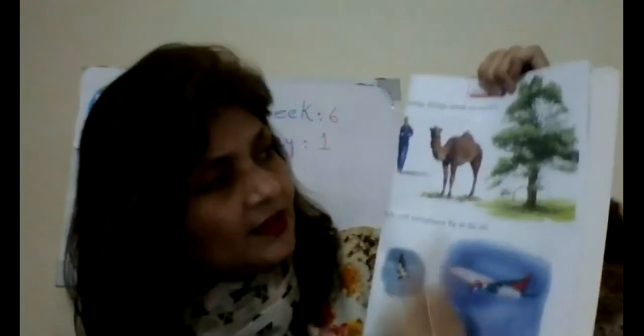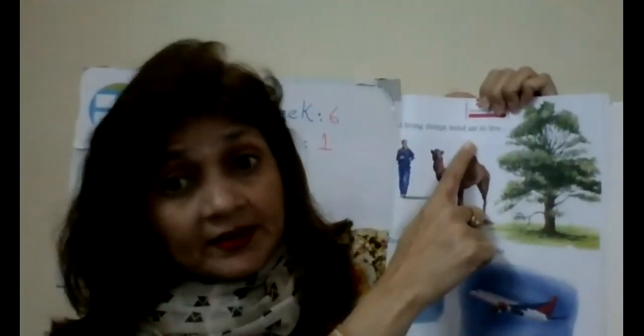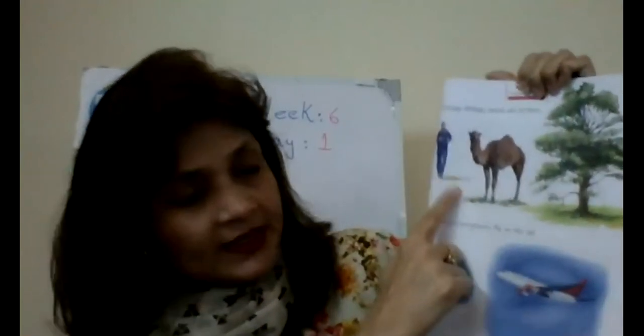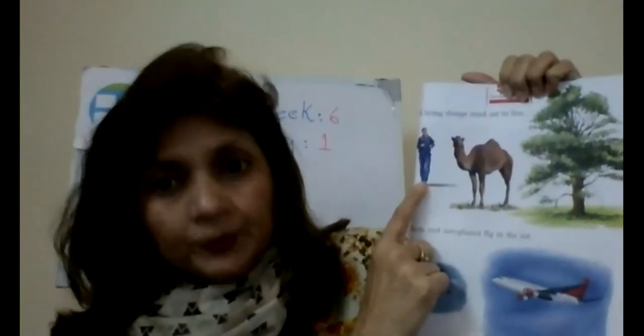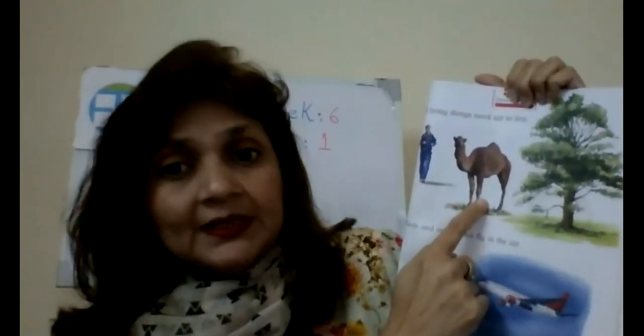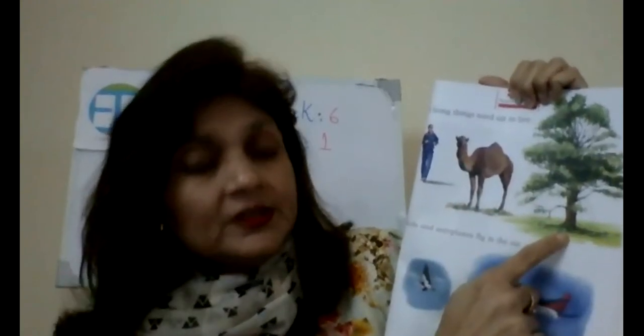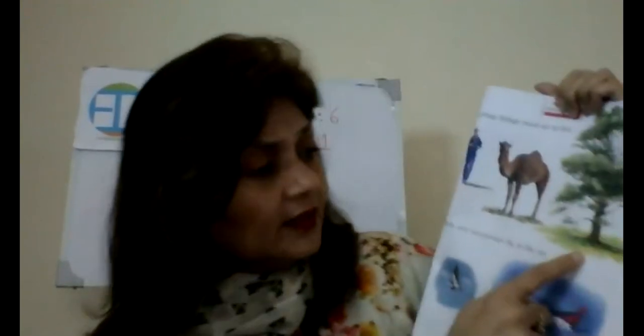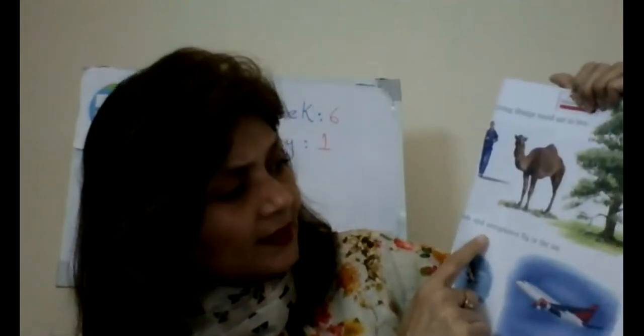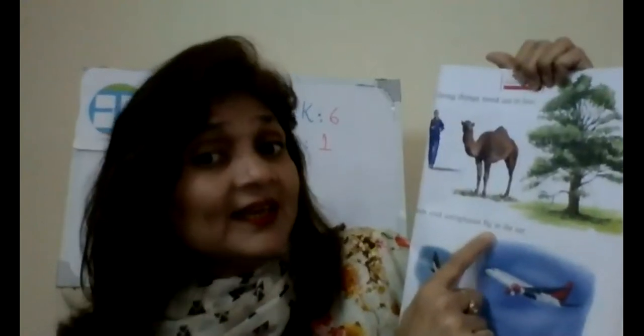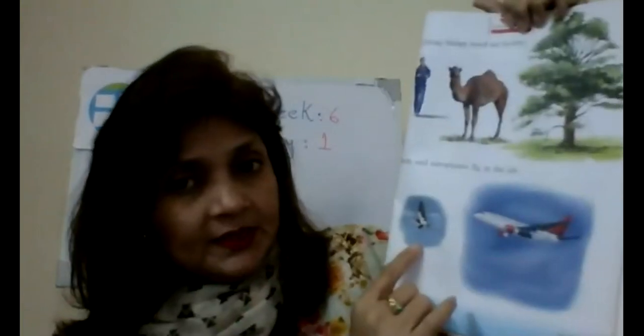So do you understand? In the same way, all living things, if you turn the page, you will see here, all living things need air to live. The living things they have shown are a picture of a human being, a picture of an animal, that is a camel, and a picture of a plant, that is a tree. So birds and aeroplanes fly in the air, right? They need air because they live in the air. They fly in the air.